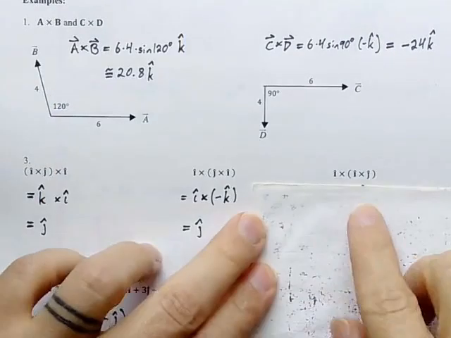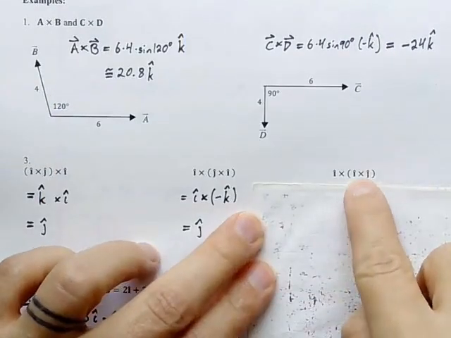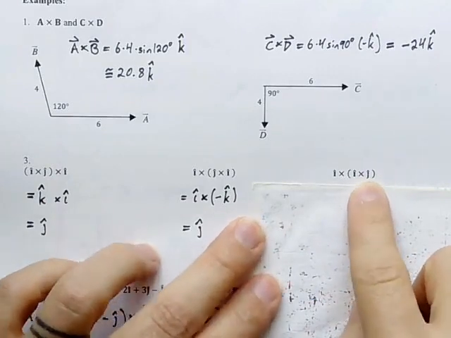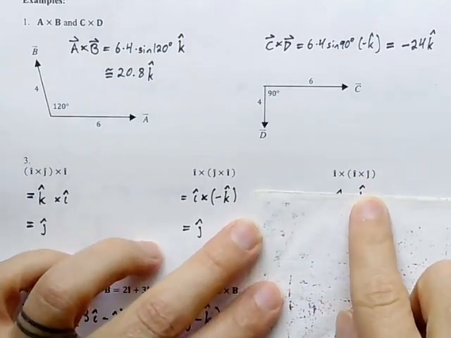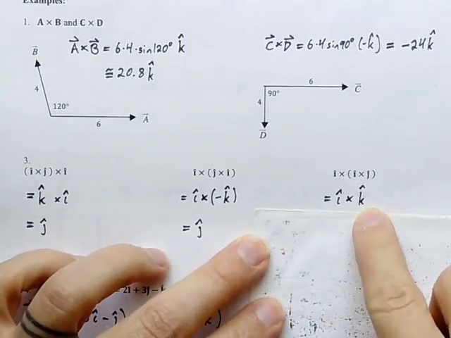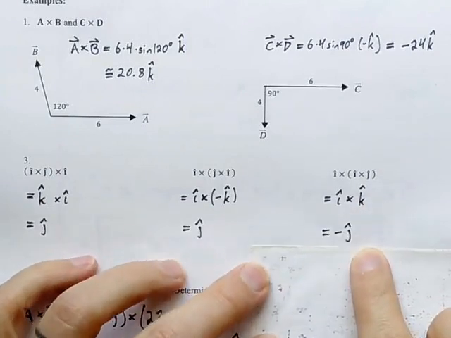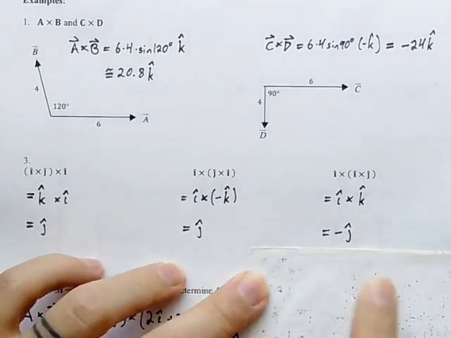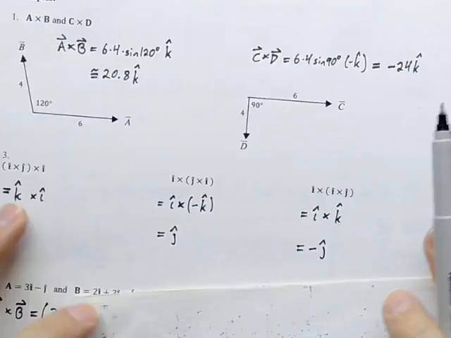Last one, I hat cross J hat. That's in parentheses. That needs to be done first. We know that that is K hat. So this becomes I hat crossed with K hat, which will be negative J hat. Last example.